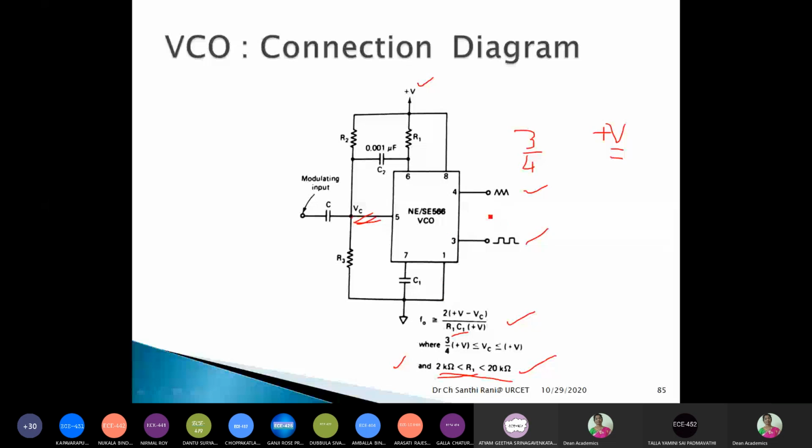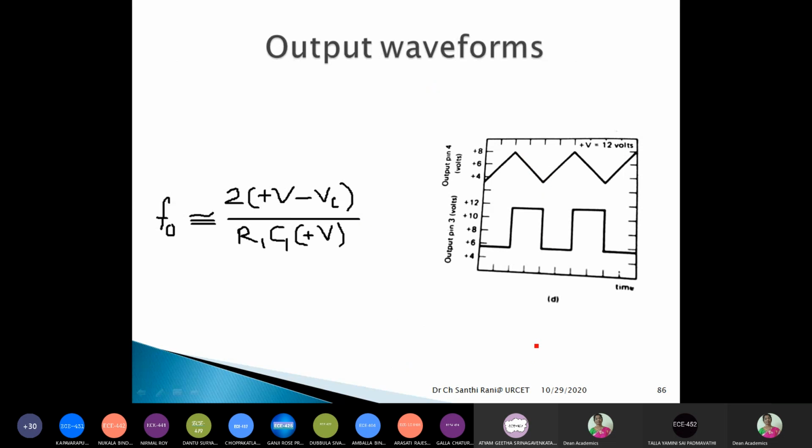So the pin diagram, if you remember, is from VCC to ground. We maintain a voltage divider here to keep the control voltage greater than 3/4 of the supply voltage, and then the modulating input is applied at the fifth pin, R1 at the sixth pin, C1 at the seventh pin, then the third and fourth pins are the output pins. Like that, you can draw this connection diagram of the VCO.